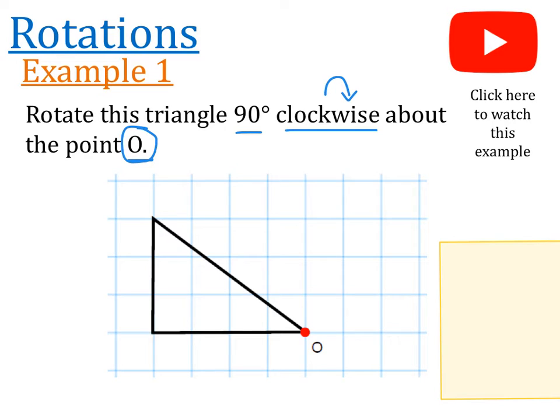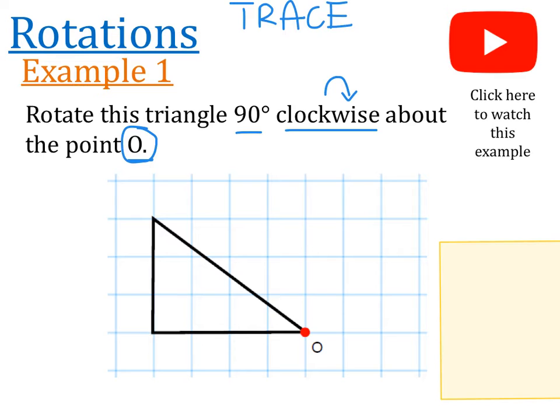Now, there's three things that we need to talk about before we actually try to do this. So there's three things that I want you to remember when we talk about rotations. It sounds a little bit violent, but it's going to be very helpful. There's three things you need to remember. The first thing you need to remember is to trace. So you're going to trace out your shape. That's not very violent at all.